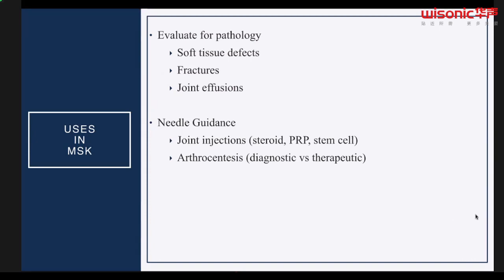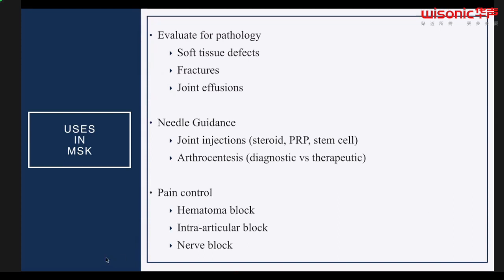In terms of other things that you can use it for musculoskeletal reasons, you can watch your needle go in if you're doing injections. So you can do joint injections for corticosteroids, for things like PRP or stem cell injections. You can use it for arthrocentesis, whether that's diagnostic or therapeutic. If someone has a large joint effusion and it's causing them pain, you can watch your needle go in and you can remove the fluid and you can see that in real time.